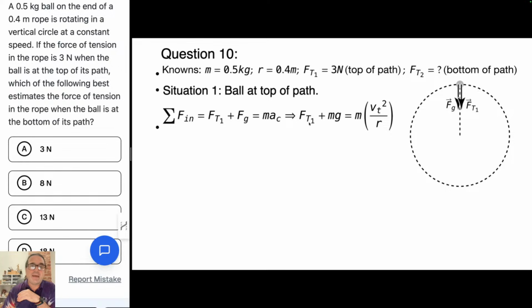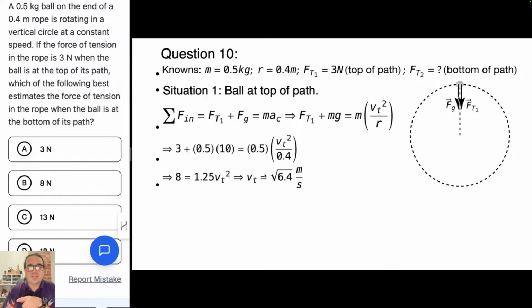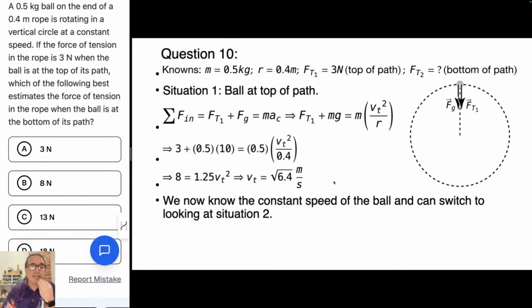We can substitute mass times the acceleration due to gravity in for the force of gravity, and we can substitute the tangential velocity squared divided by radius for the centripetal acceleration. So we can substitute in all of our numbers and solve for this tangential velocity. We get that the tangential velocity equals the square root of 6.4 meters per second. And again, we now know the constant speed of the ball, which we can switch now to looking at situation 2 and use in situation 2.